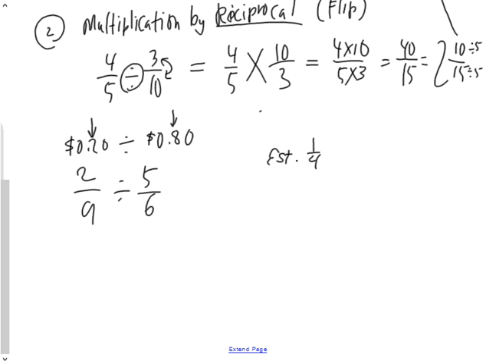I can make a quarter of a pile if I have 20 cents and I have to make it 80 cents big. That kind of makes sense. So the estimation for this is going to be a quarter using my money cents.